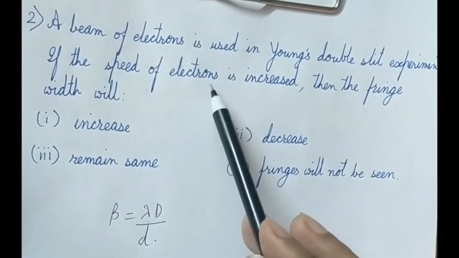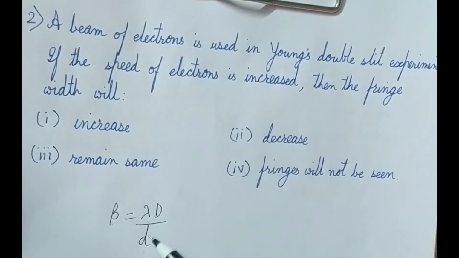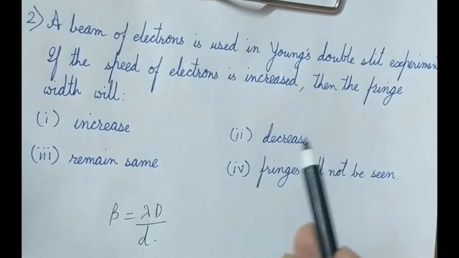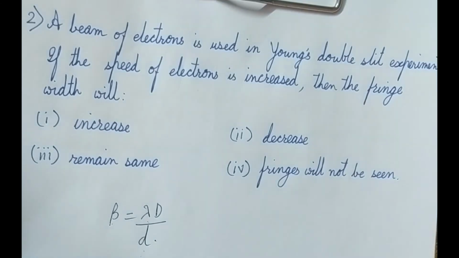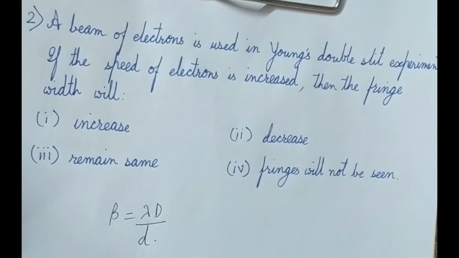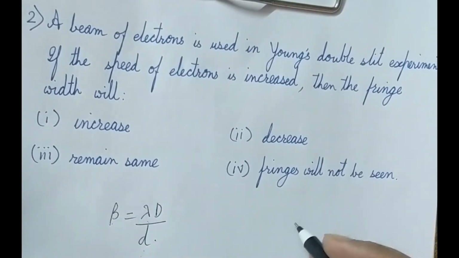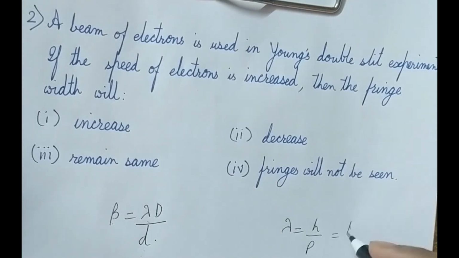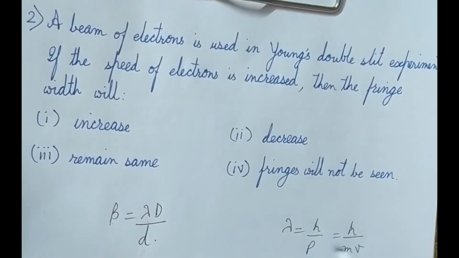If you change the speed of the electrons, it might appear to you that none of these change. But here is where you use the dual particle nature of any matter or wave. That is your de Broglie wavelength. So we know the de Broglie wavelength lambda is equal to h by p or h by mv. That is Planck's constant divided by the momentum.